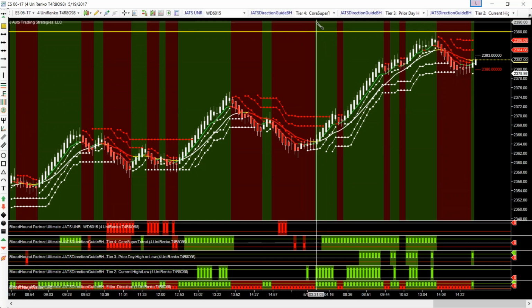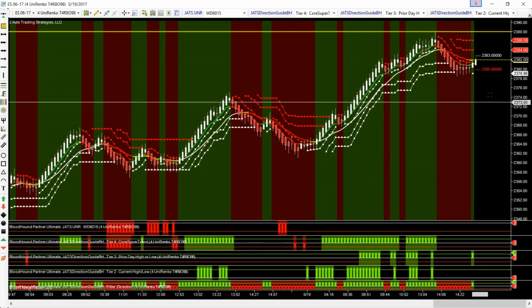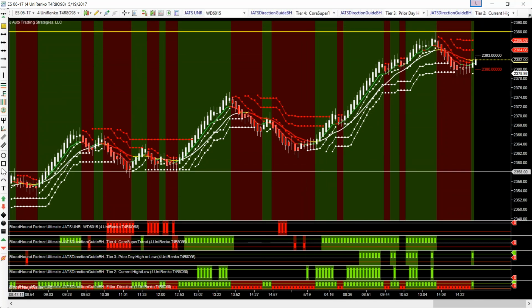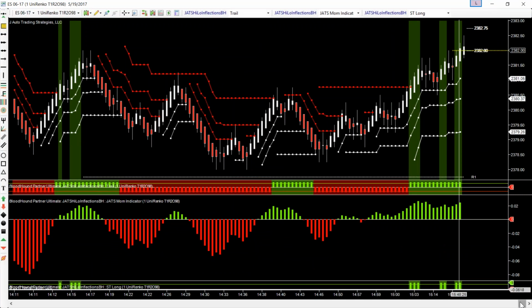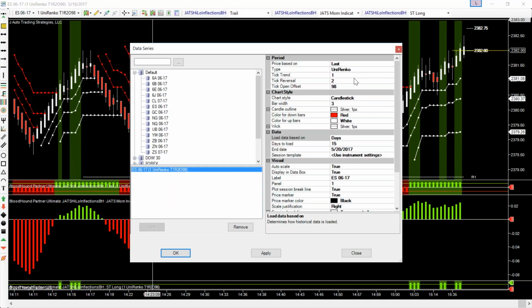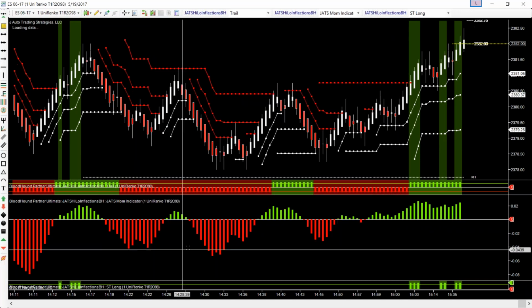See if I can do this again. Well, it's not cooperating. So on your smaller time frame, this is too low. I need to change this back to a 2-4.